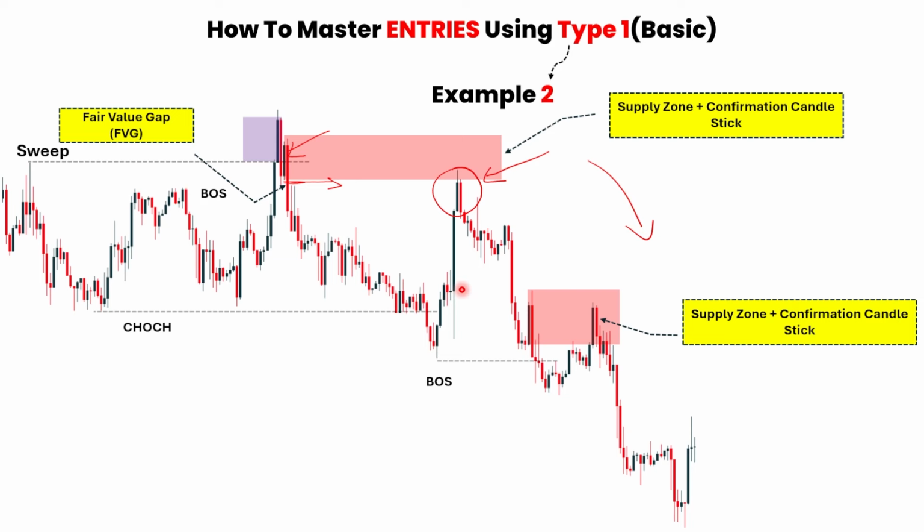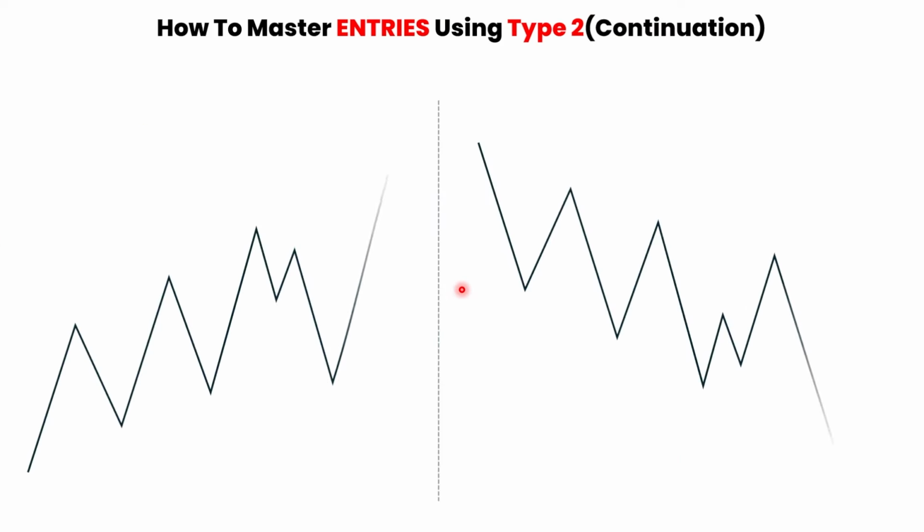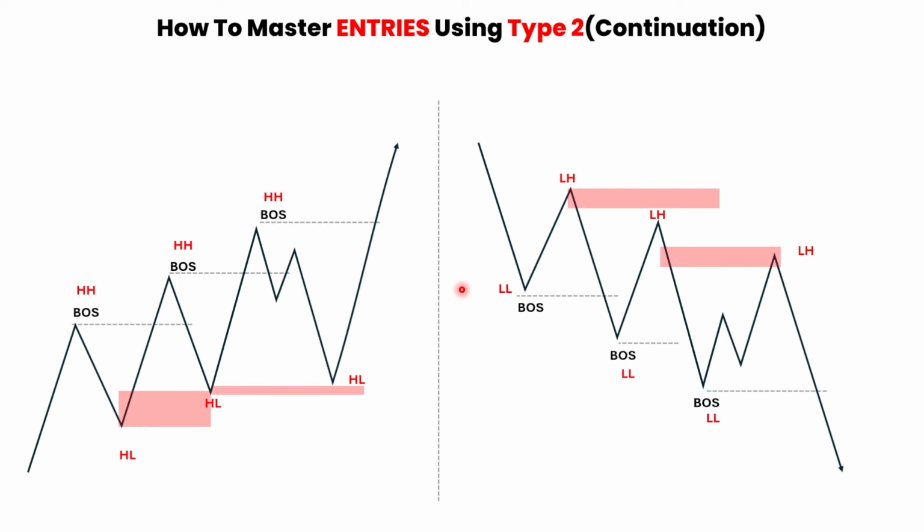So let's move on to the next, type 2 of entries. This one is just a continuation pattern. It's pretty much simple for everybody to understand. We have seen this pattern over and over on the internet while you were learning to trade the market.